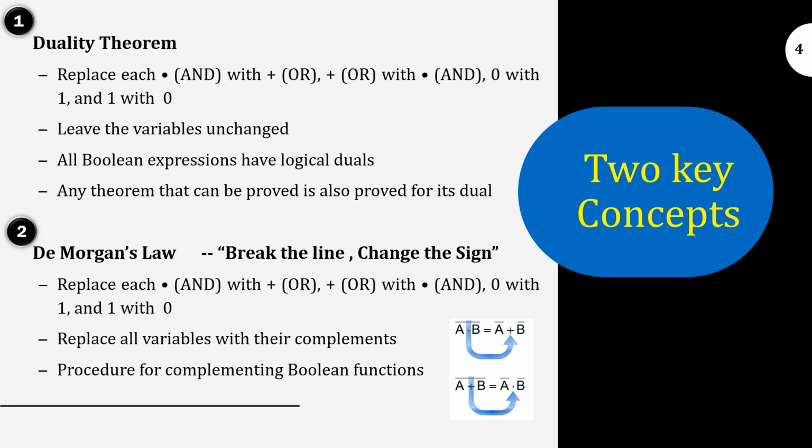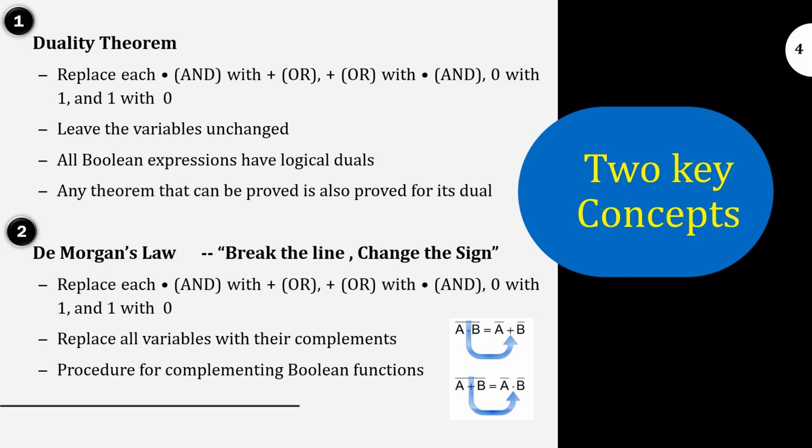Okay, so if the dual of an algebraic expression is desired, simply interchange OR and AND operators and replace ones by zeros and zeros by ones. Okay, for example, the dual of the expression 0 + 0 = 0 is 1 · 1 = 1. Okay. The duality theorem leaves the variables unchanged. All Boolean expressions have logical duals, and any theorem that can be proved is also proved for its dual.